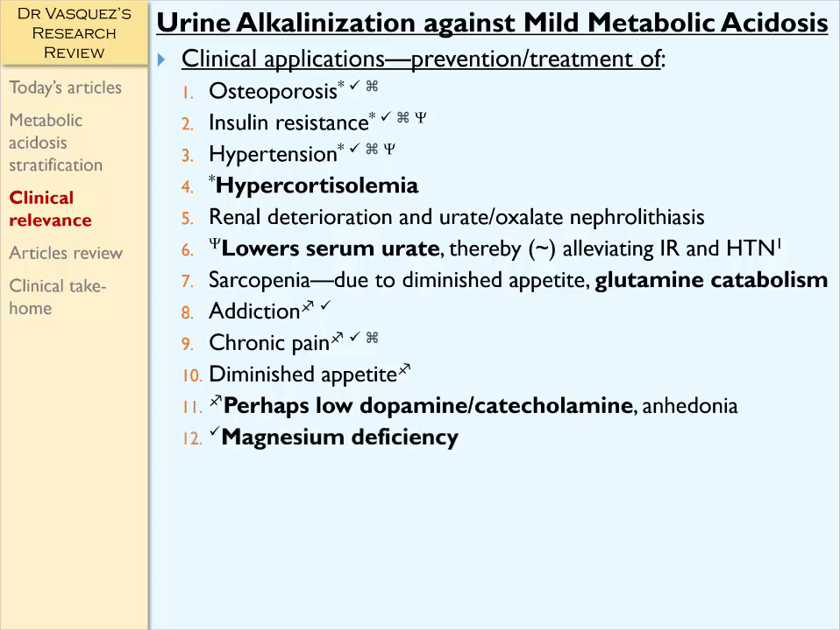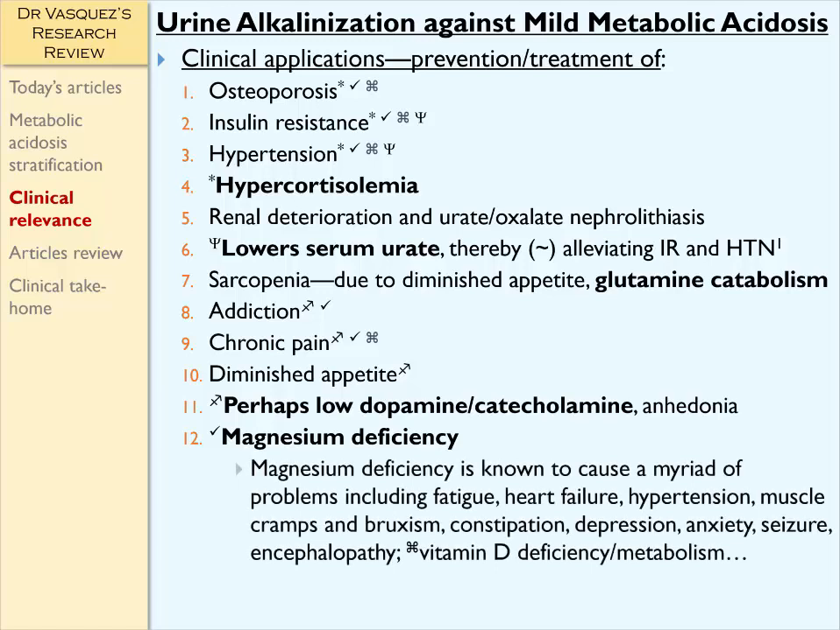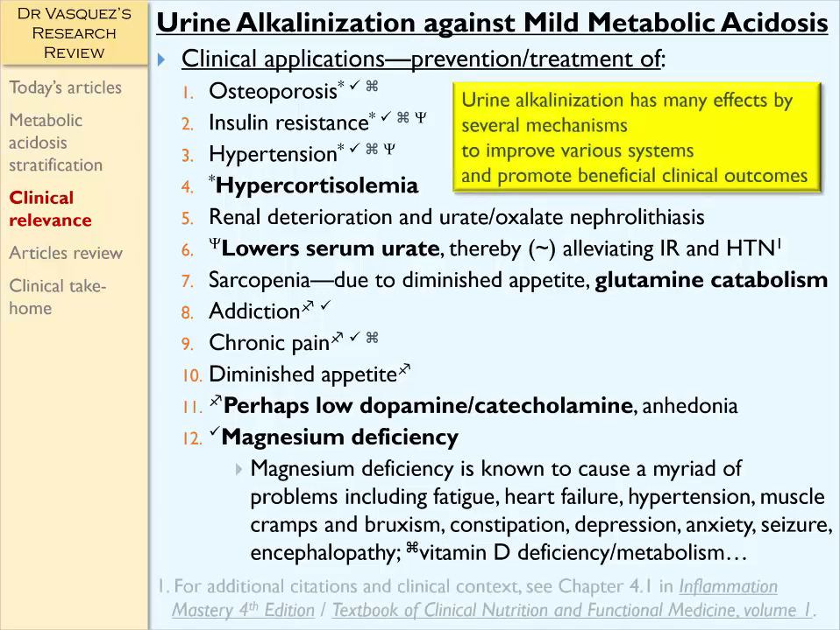Urinary alkalinization also helps to prevent and treat magnesium deficiency, and of course that provides us with a myriad of various clinical benefits. Again, I've detailed all of this in my book, Inflammation Mastery, 4th edition. The first section of that book was also published in a separate volume called Textbook of Clinical Nutrition and Functional Medicine, in that case, volume number 1.